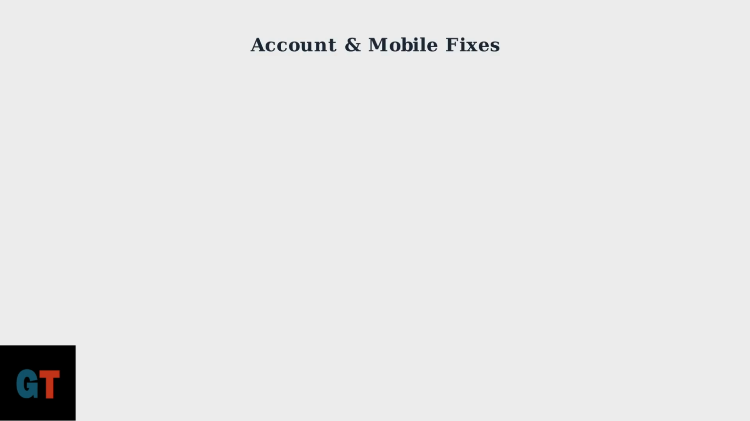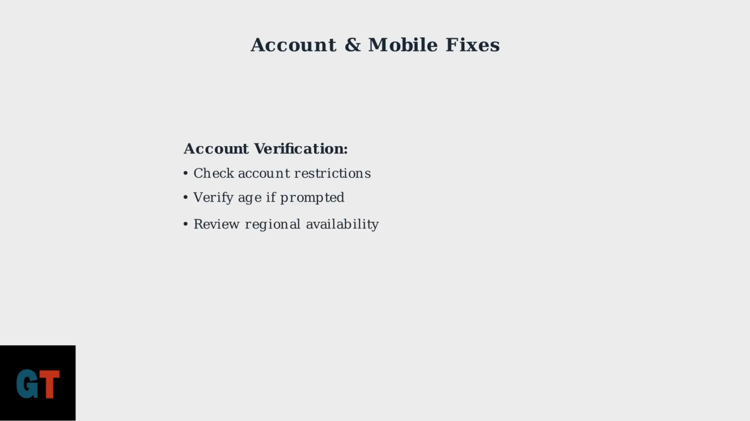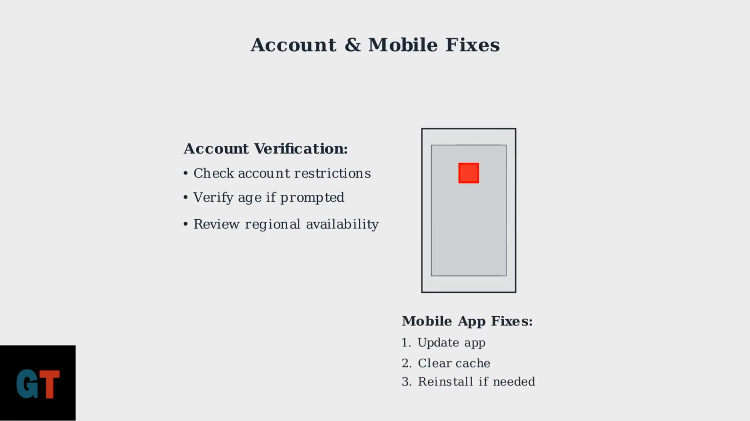Finally, check for account-specific and mobile app issues that might be preventing video playback. Verify your account status and check if age verification is required. Some videos have restrictions that require account verification to view. On mobile devices, update the YouTube app, clear its data and cache, or reinstall it completely if problems persist.